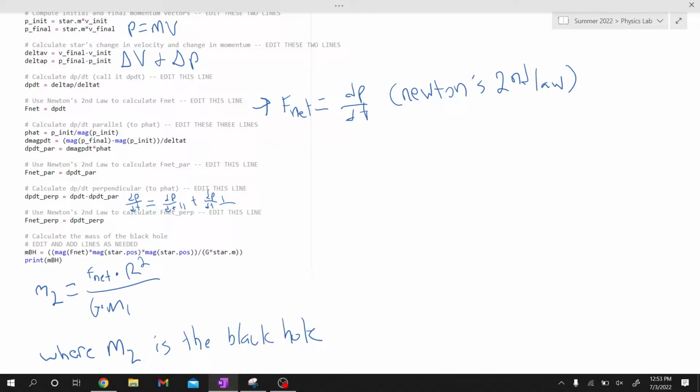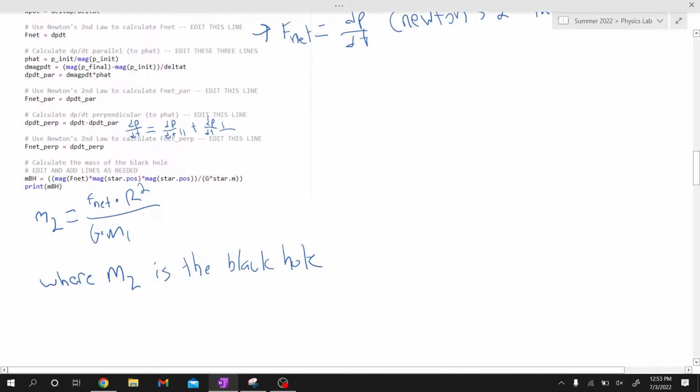We know that the total dp dt is equal to the parallel and perpendicular components. So all we had to do was subtract the parallel component from the total dp dt to find our perpendicular component, and then set our fnet perpendicular to it.